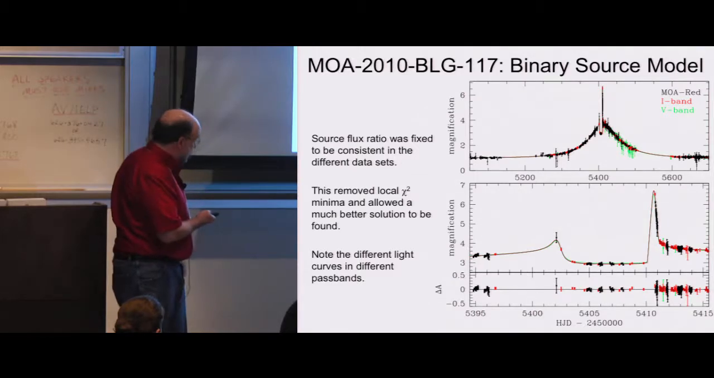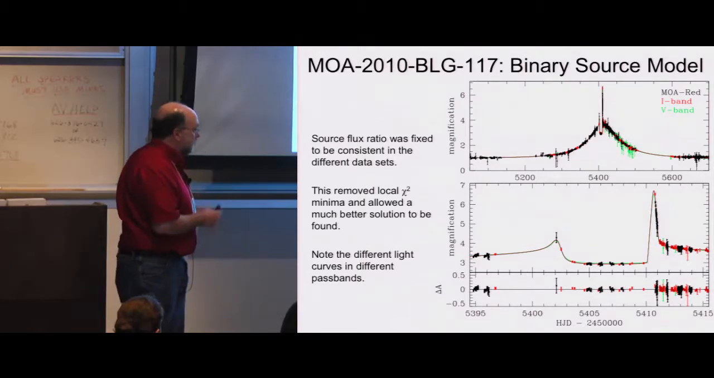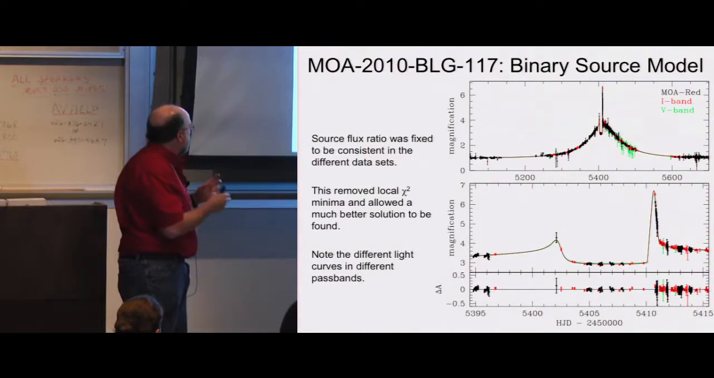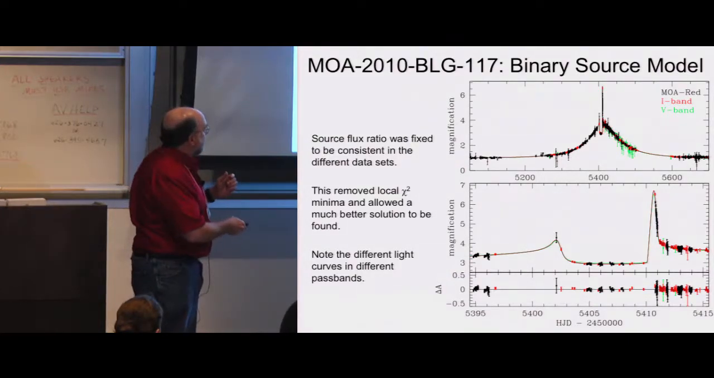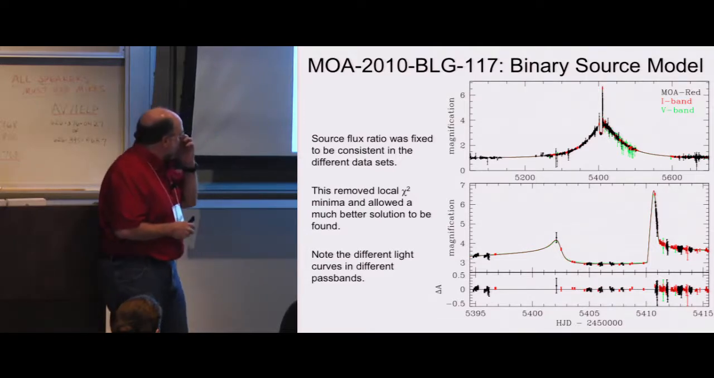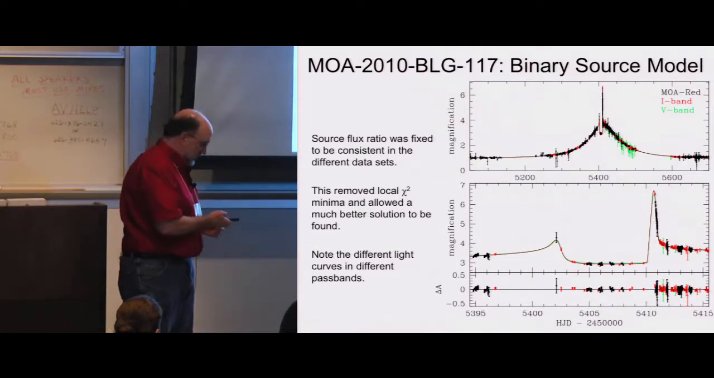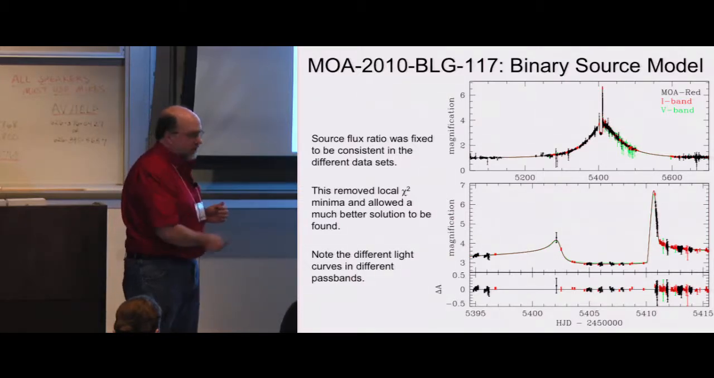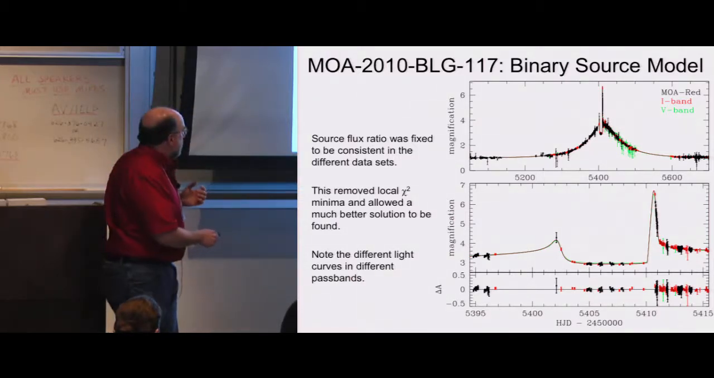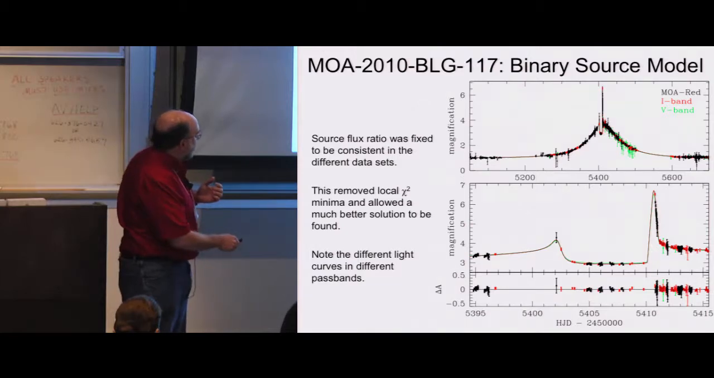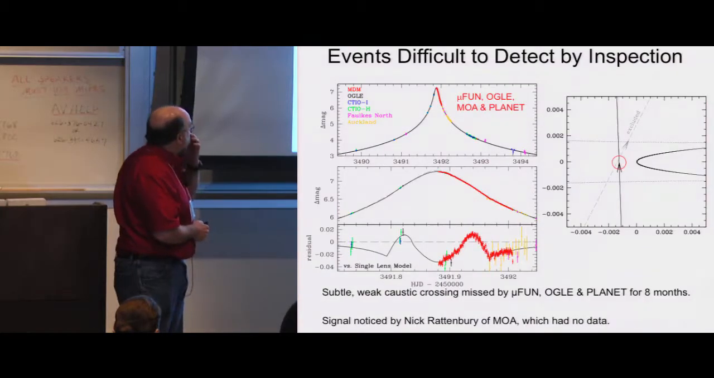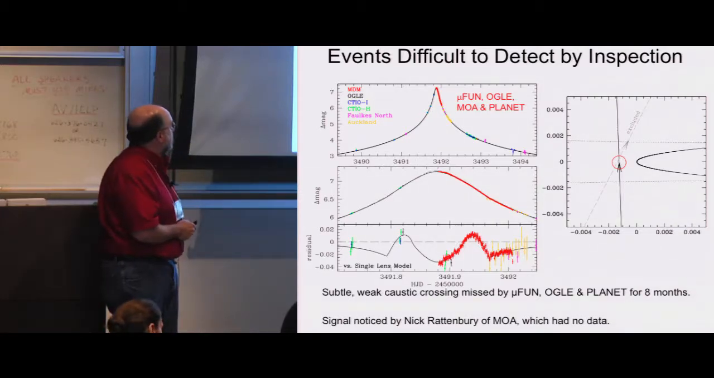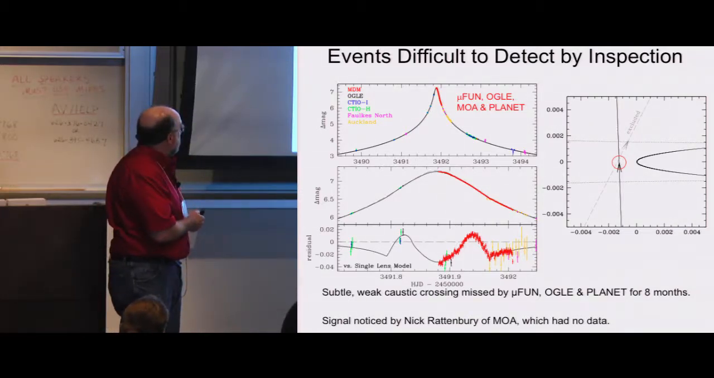So the correct model turns out to be one with a binary source. There's basically two sources. The one that sees the planet is a little bit brighter, but they're both going on opposite sides of the lens system. So one of them sees the planet, the other one doesn't, and that basically fills in the magnification. At the bottom here, we get slightly different magnifications for the different passbands. All right. So then I got a handful of these events that were difficult to find in initial inspection.